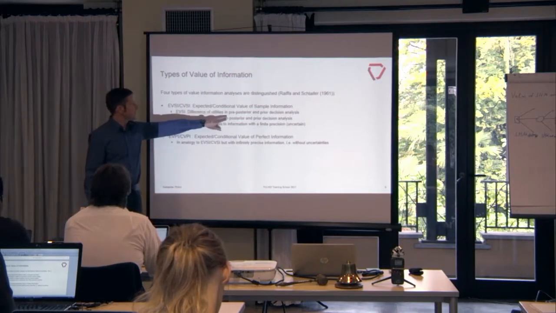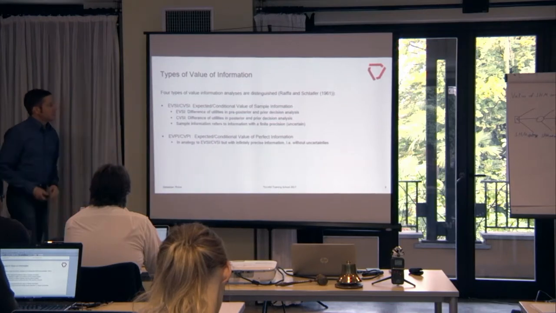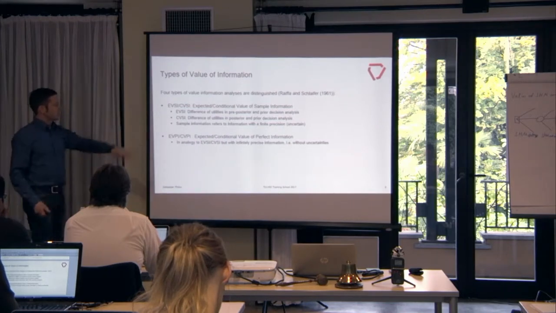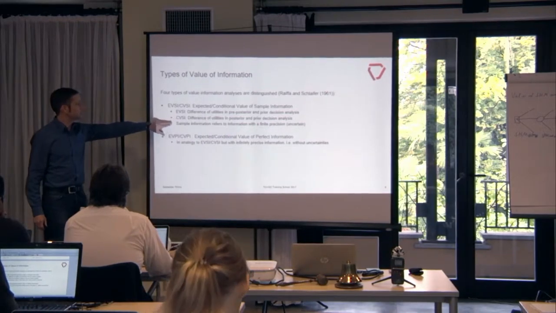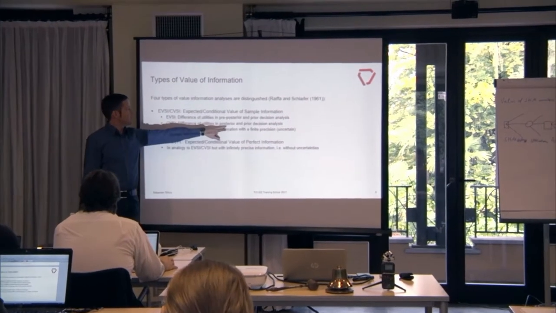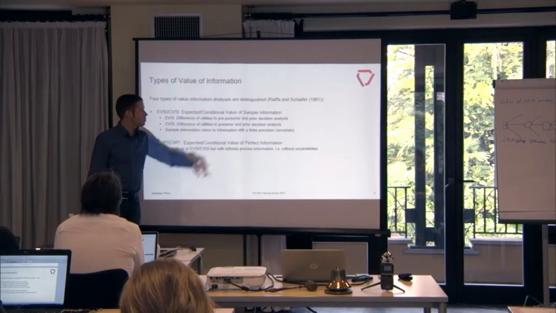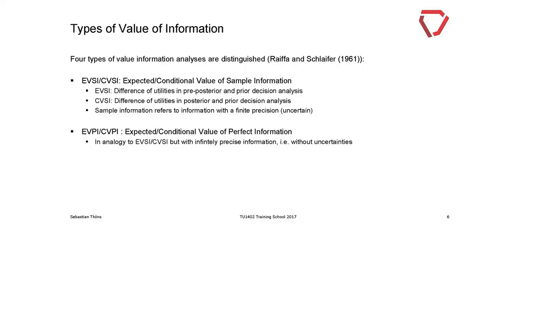So we have the value of information analysis as the quantification of utility gain. It is a utility gain in pre-posterior and prior decision analysis. We could also, as introduced in Raiffa and Schlaifer, calculate the difference in the utilities, the utility gain, where we connect posterior and prior decision analysis. And sample information refers to information with finite precision, so we have uncertainties associated with this information.